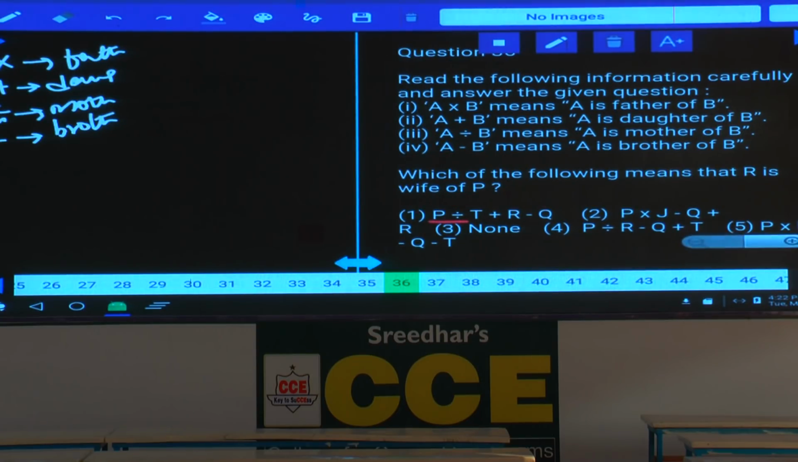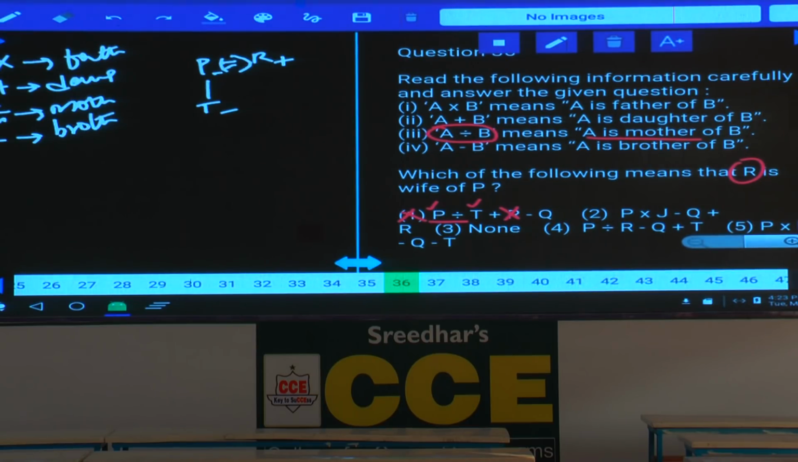Now this P divided by T is of this form, A divided by B. In the place of A take P, in the place of B take T, isn't it? A divided by B means A is the mother of B. P divided by T means P is the mother of T. Now P is the mother of T can be written like this: T plus R, T is the daughter of R. As T is the daughter of R, P and R are a married couple, and R is a male. As R is a male, R is the wife of P is ruled out. Hence choice 1 is ruled out.